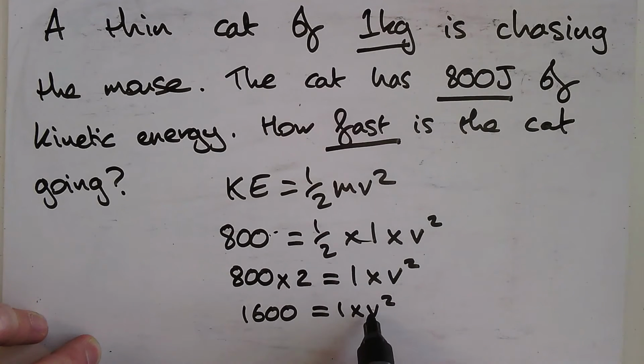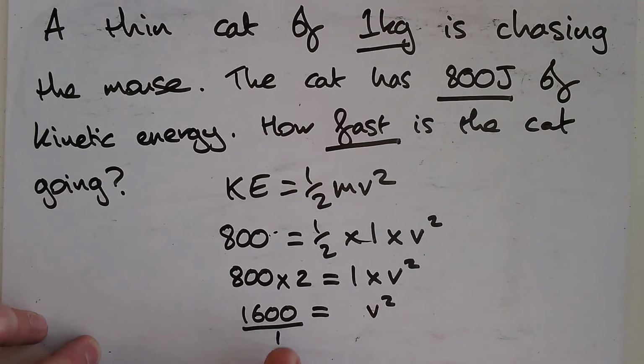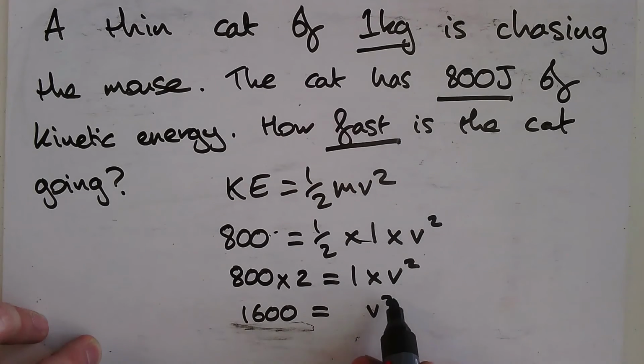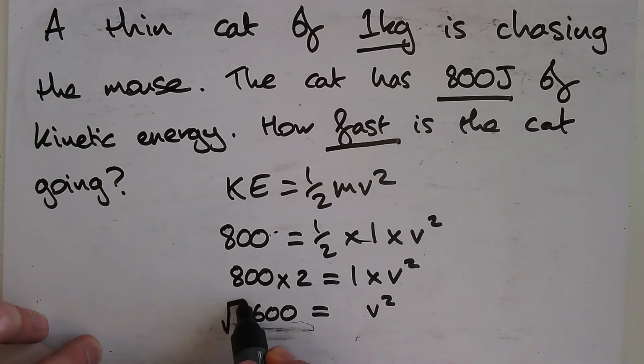V squared still isn't on its own. I do the opposite operation of whatever number is here. It's times in v squared, so I divide. In this case it becomes 1600 divided by 1, which is still just 1600. Now at this point I've got 1600 equal to v squared. V squared isn't quite on its own, and I still need to do the opposite operation of squared, which is square root.